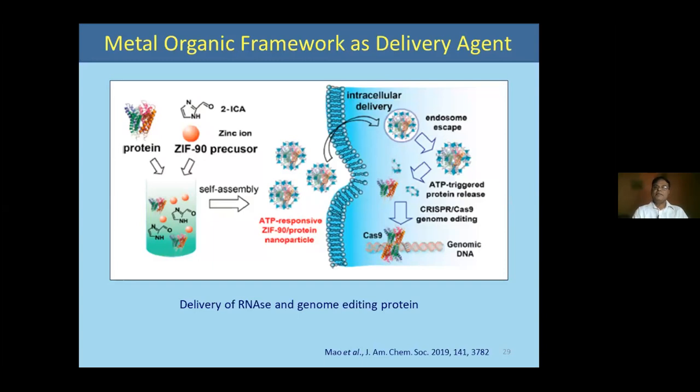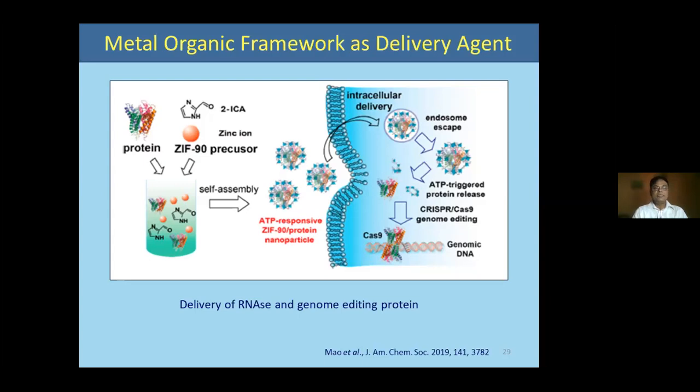Now, why is protein delivery important? Because proteins can do wonders inside the cell. If one particular cell is not working properly for some reason, you can increase the concentration of a certain kind of protein. Suppose you want to kill that cell because it is a cancerous cell. There is an RNA enzyme which can kill cancer cells. So if you can load your particular RNAs inside this metal organic framework, and deliver it specifically inside the cancerous cell, it can get released and it can work.